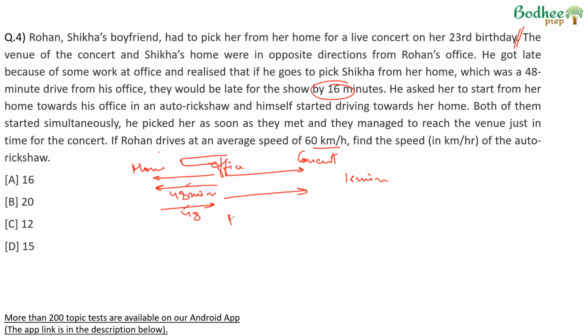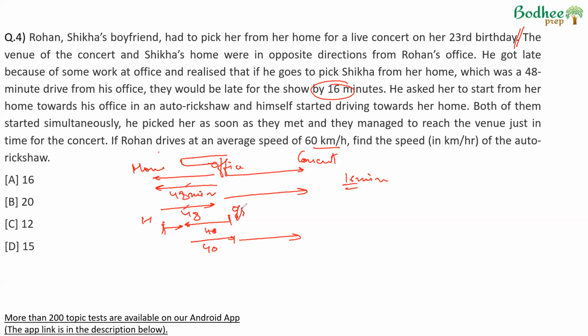So instead of 48 minutes, he would go for 40 minutes. In the same time, Shikha would cover some distance, and then they will go back towards the office and then to the concert. Now here, instead of 96 minutes, only 80 minutes will be required by Rohan, and therefore these 16 minutes will be saved. So if they meet, this was the home, this was the office.